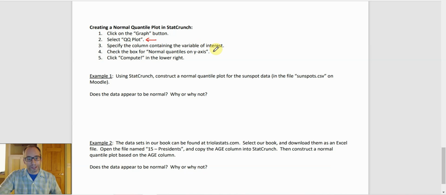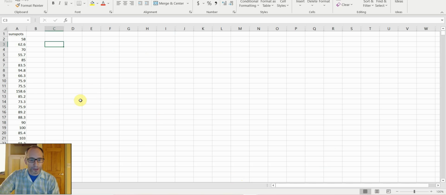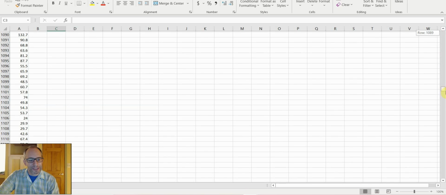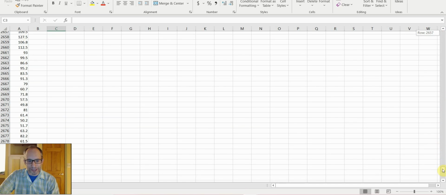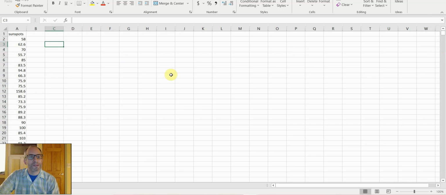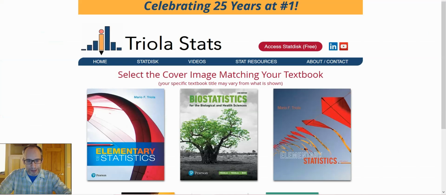So to go through an example, or really a couple of examples of how this works. This sunspots CSV file, I've got it open already. It's right here. There's all this sunspot data. I think there's quite a bit, actually. Oh, yes, there's a lot of sunspot data. How far does this actually go? Okay, 2,820 observations. That's quite a few. So I'm going to copy it and put it into StatCrunch, which I have open here.